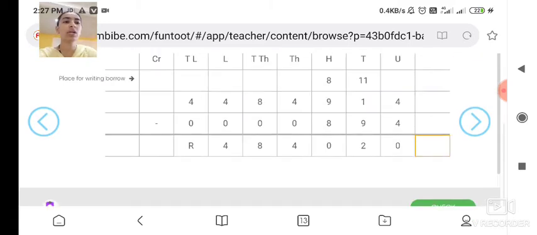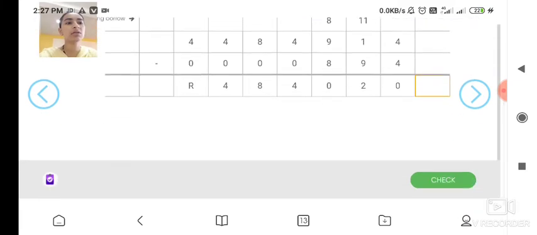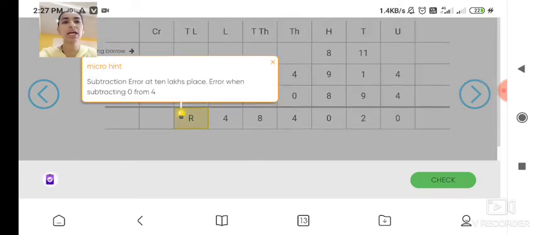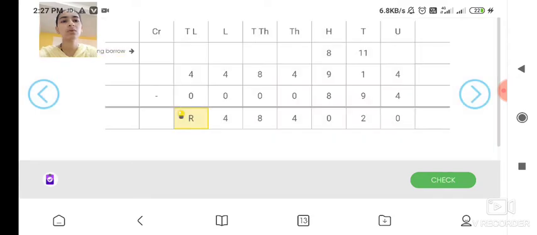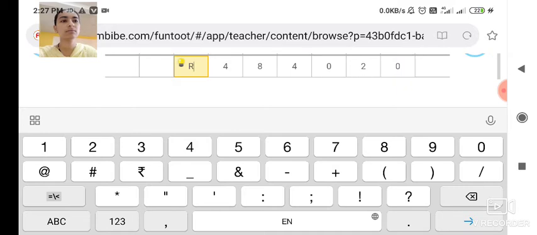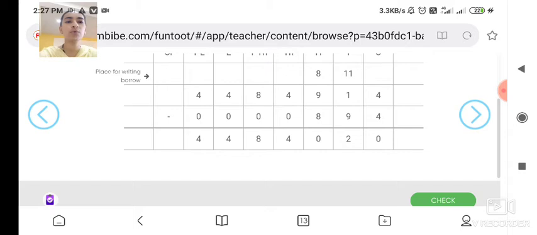Now we have to check our answer is correct. If we have made any mistake, the app will tell us that we have made this mistake. Now see here, it says subtraction error at 10 lakh place, error when subtracting 0 from 4. So see here, 4 minus 0, the answer is 4. See here, 4484020. This is the correct answer.